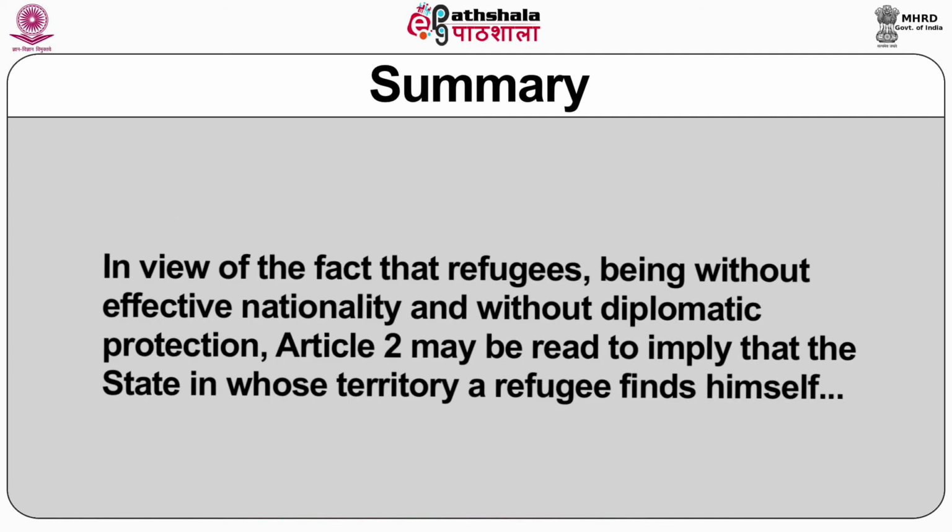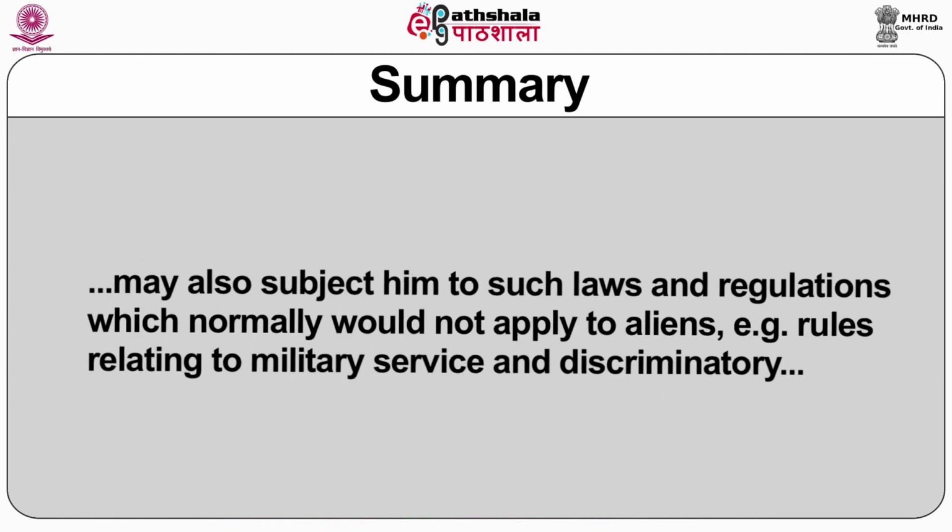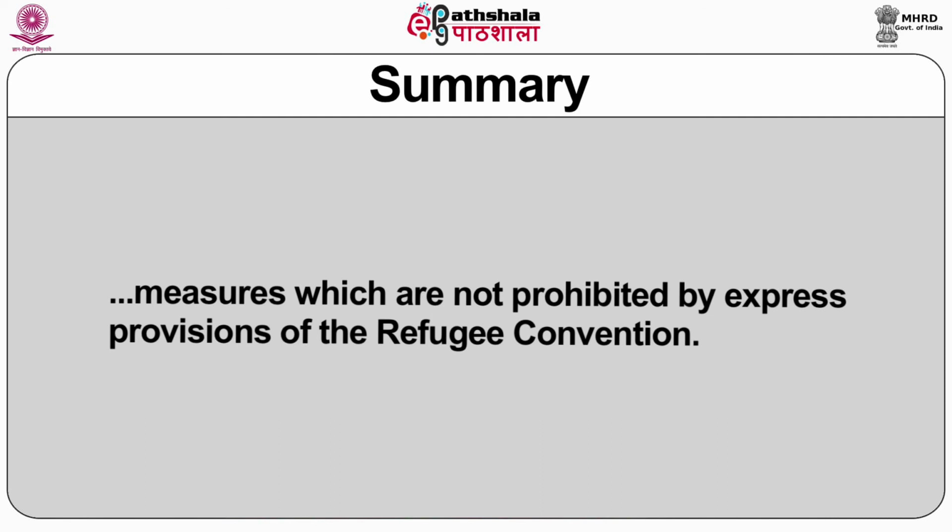In view of the fact that refugees, being without effective nationality and without diplomatic protection, Article 2 may be read to imply that the state in whose territory a refugee finds himself may also subject him to such laws and regulations which normally would not apply to aliens. Example, rules relating to military service and discriminatory measures which are not prohibited by express provisions of the Refugee Convention.